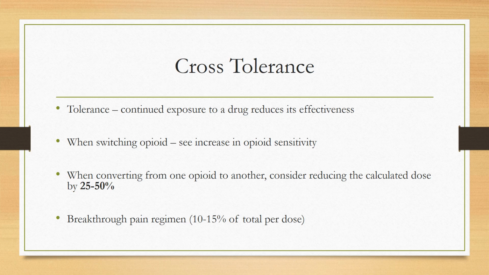And then breakthrough pain regimen, they recommend 10 to 15% of total dose. So in other words, if you are giving somebody, let's say, 100 milligrams of oxycodone per day, then you want to give 15 milligrams of that as an immediate release, and you want to give the other 85 milligrams of that as an extended release.